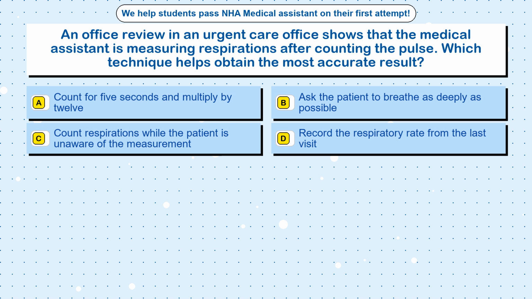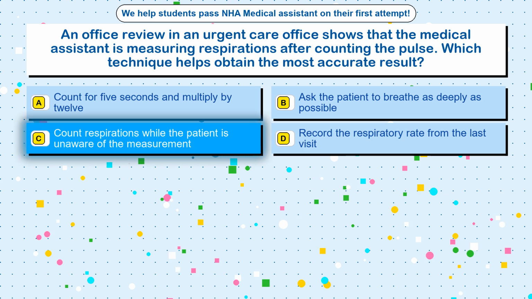Ask the patient to breathe as deeply as possible. Option C. Count respirations while the patient is unaware of the measurement. Option D. Record the respiratory rate from the last visit. The correct answer is option C. Count respirations while the patient is unaware of the measurement.